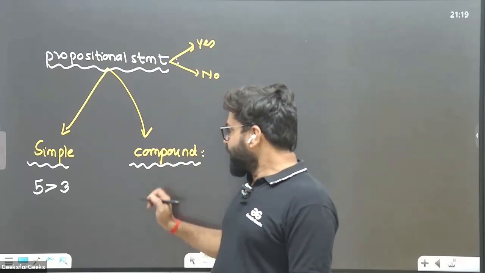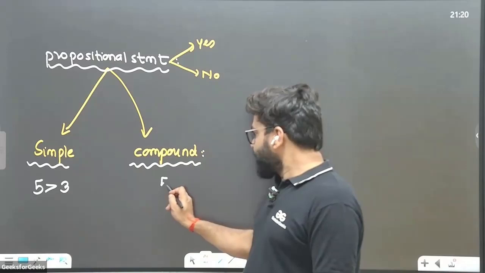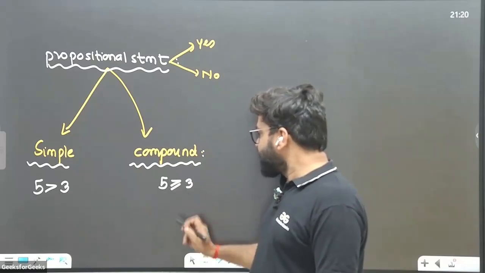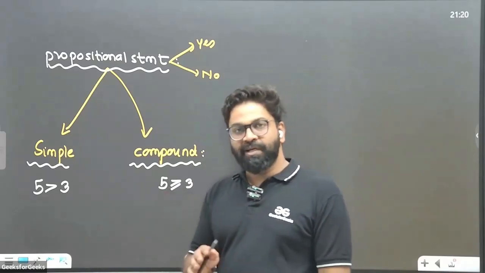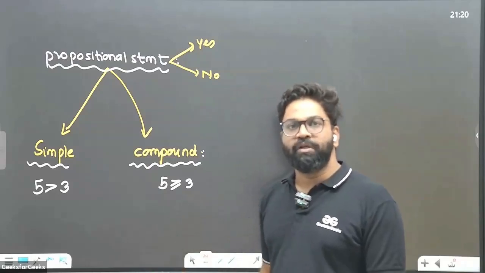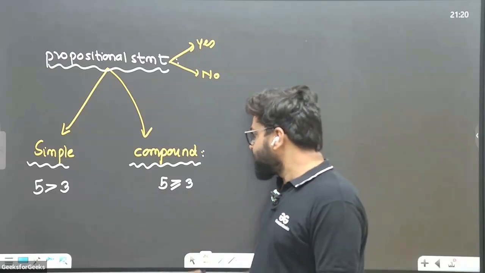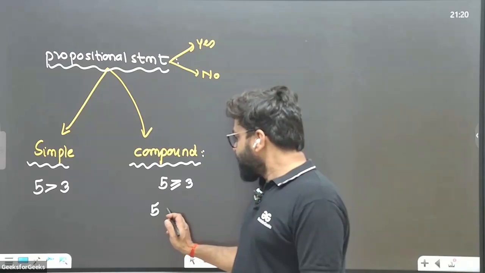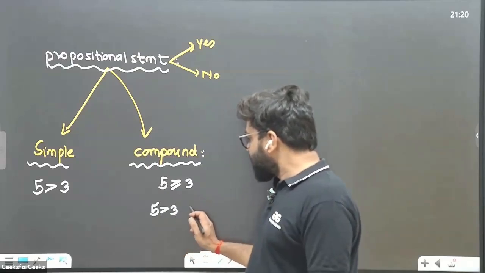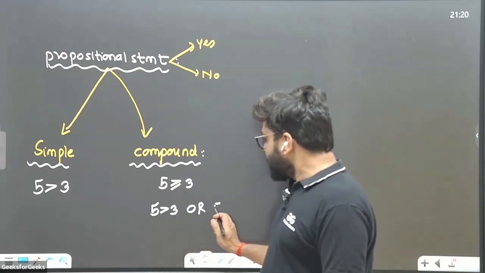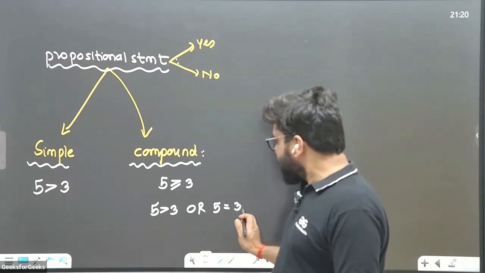For example, what is a compound propositional statement? A compound propositional statement is 5 is greater than or equal to 3. So you can try to divide this compound propositional statement into two different simple propositional statements. One simple propositional statement you can write is 5 is greater than 3, and the other is 5 is equal to 3.